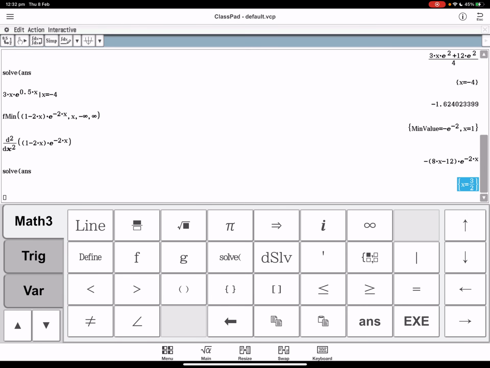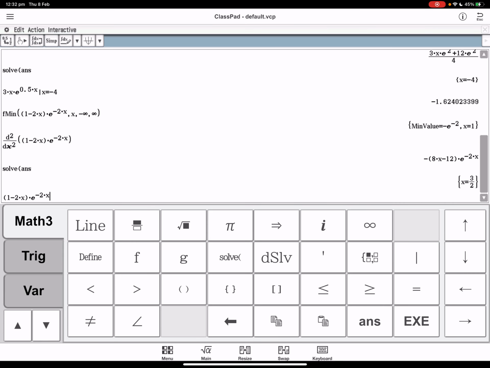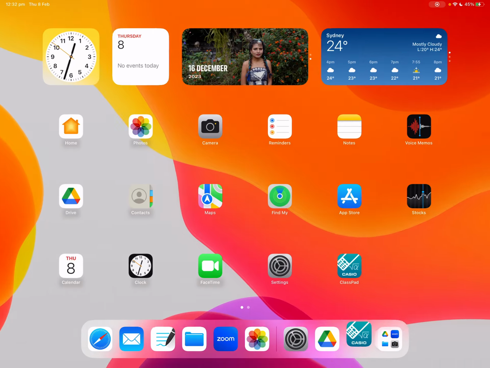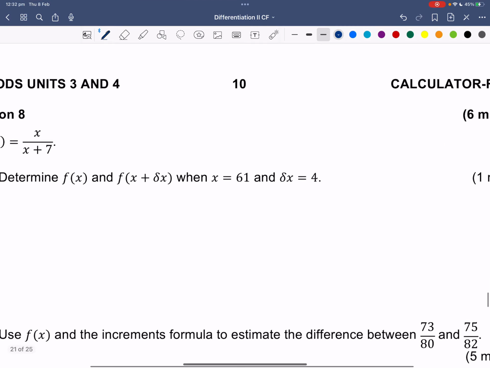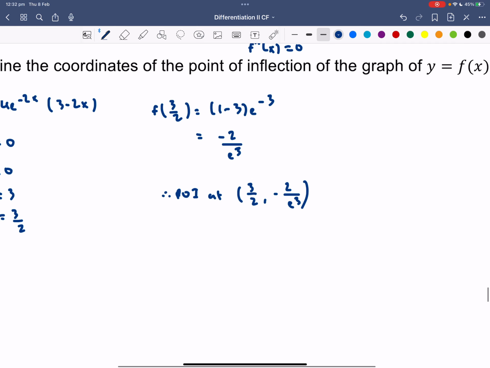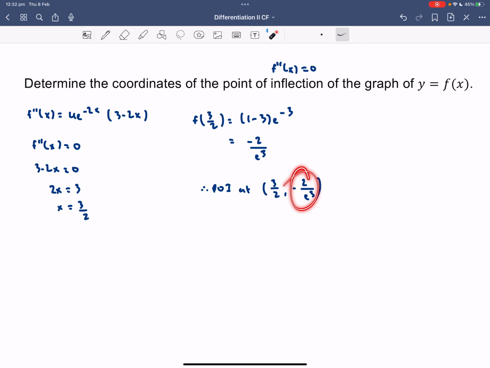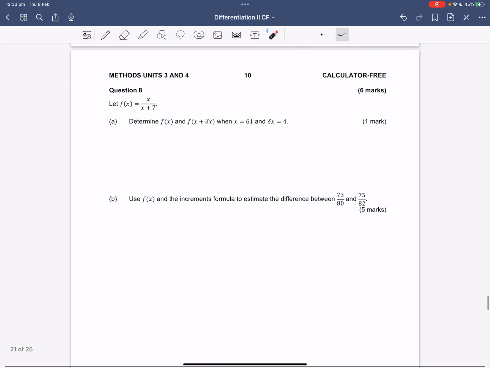And then if you put 3 on 2 back into the original function, given x equals 3 on 2, minus 2 on e cubed. Is that what we got? We did get minus 2 on e cubed, and we did get 3 over 2. So if you got that, really, really good. Okay? Nice question. Typical question.